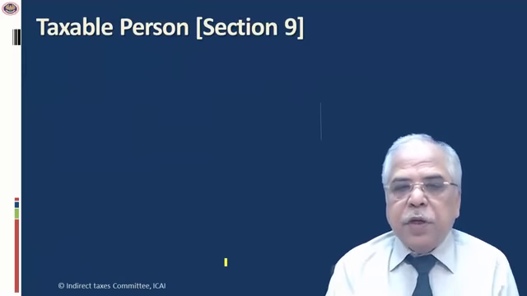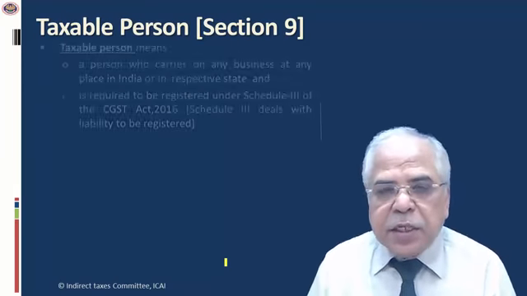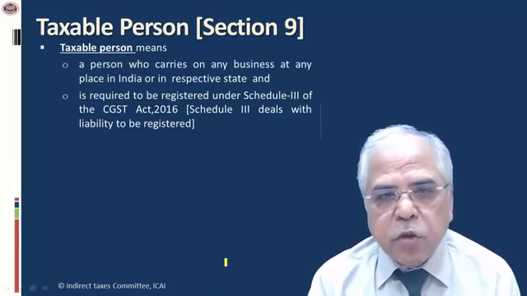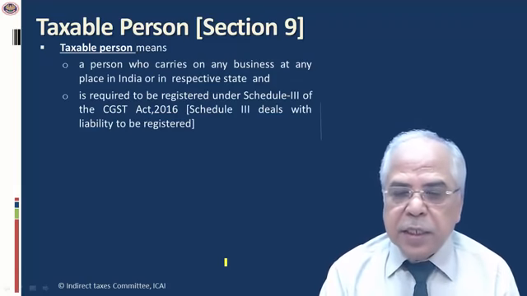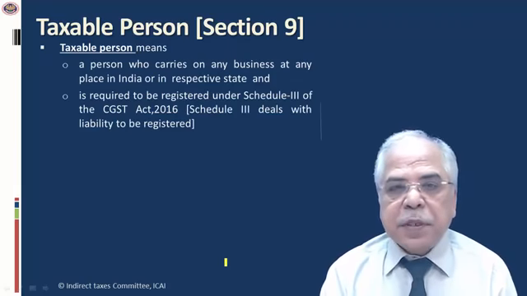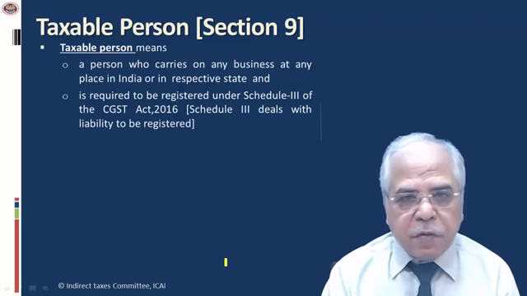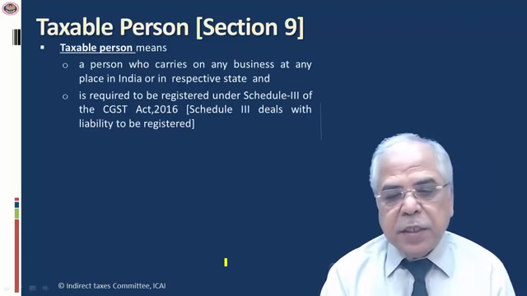And now we are coming to the definition of taxable person provided in section 9. This definition is really important because it is the taxable person who has to pay or discharge the GST liability. Now, kindly go through the definition. Taxable person means, and this is an exhaustive definition. After the 3-4 definitions which we have gone through, all were inclusive. This is the definition which is exhaustive in nature.